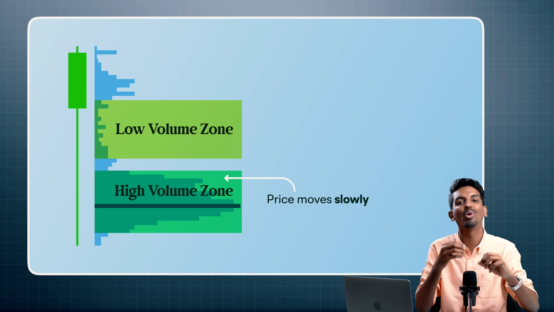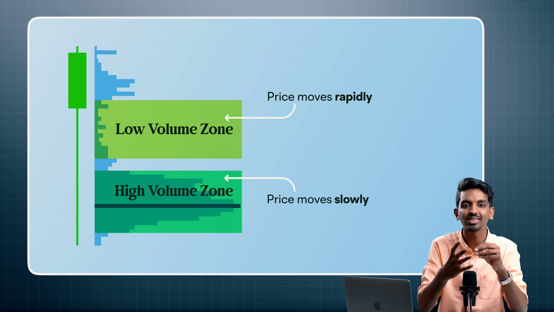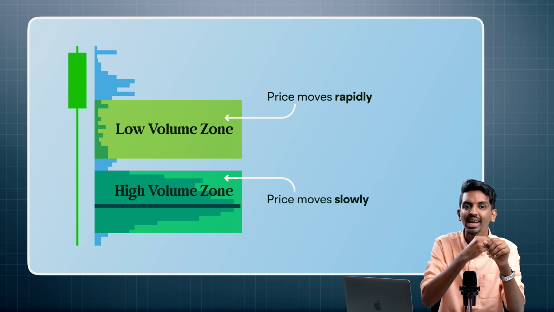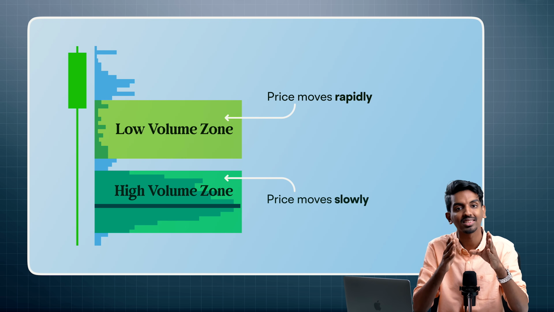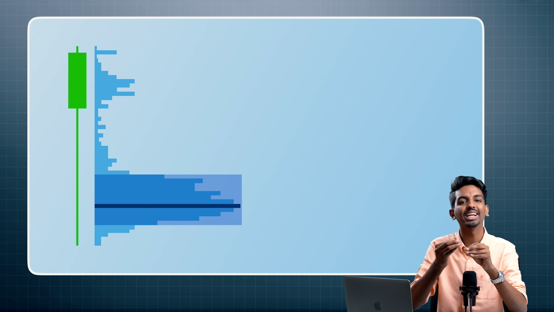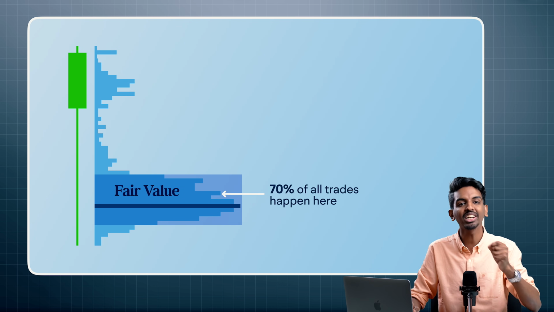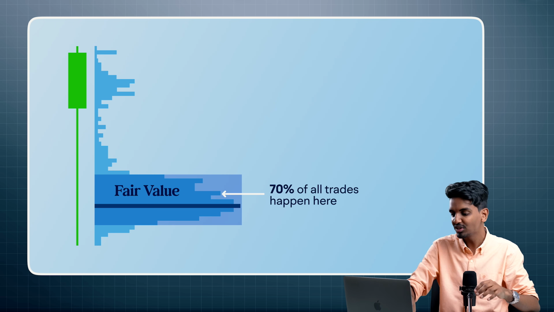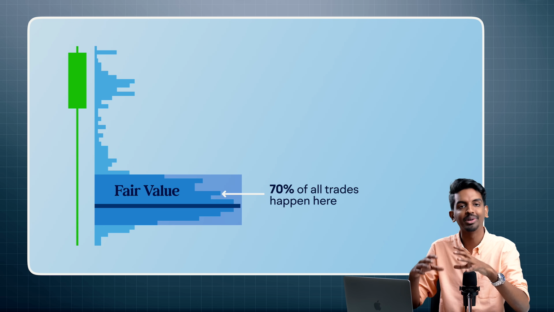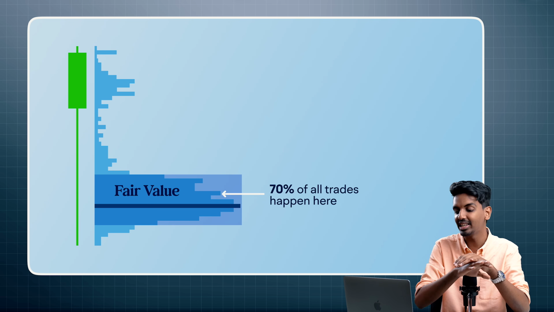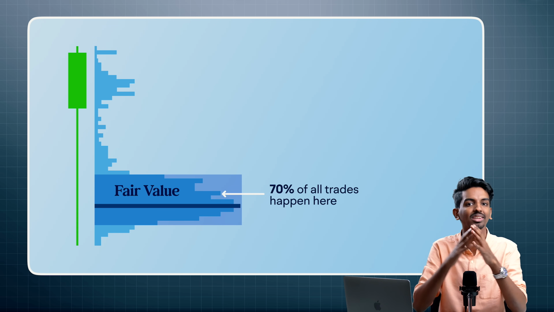But in these points of low volume, the price moves much faster because there is very low liquidity and the price can move as fast as it wants. And the shaded or highlighted part that you see here is called fair value. This is where 70% of all trades happened. So you can see that if you add up all the volume here, it'll add up to 70% of all the volume which happened during this candlestick.